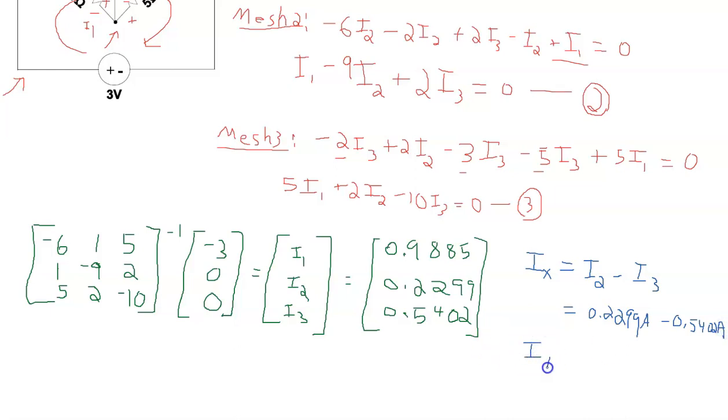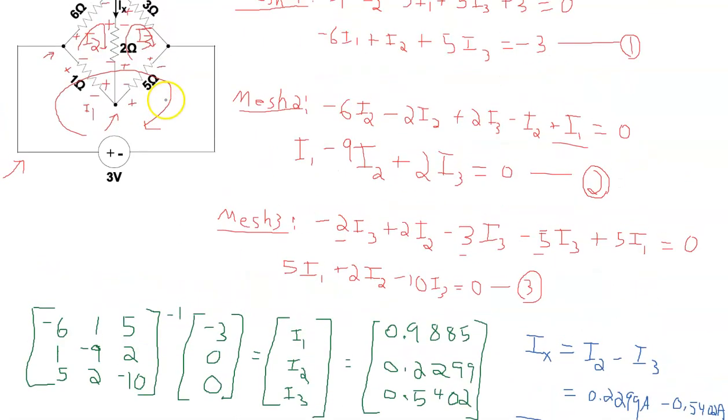So that current in that branch actually goes up, right? But that's no odds, because that's why we keep our negative sign to know our direction and so on. And so if we do the math on that quickly, 0.2299 subtract 0.5402, that gives us negative 0.3103 amps. And so again, the negative sign is important because the direction of Ix is specified, and we know that the current in that branch actually goes up.